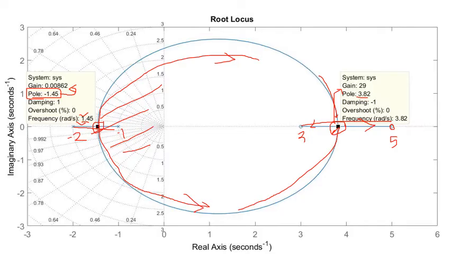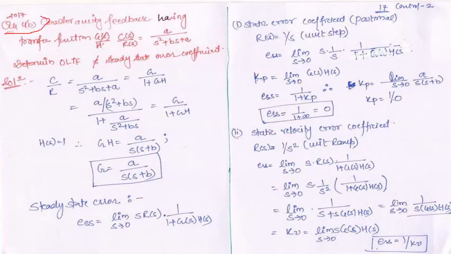Moving to the next question. The next question is 4b. Consider the unity feedback having the transfer function as a divided by s square plus bs plus a. So this is the transfer function given to you. You can call it as a CLTF. This is the closed loop transfer function which is given to you.